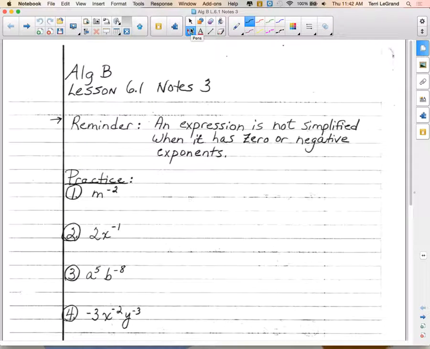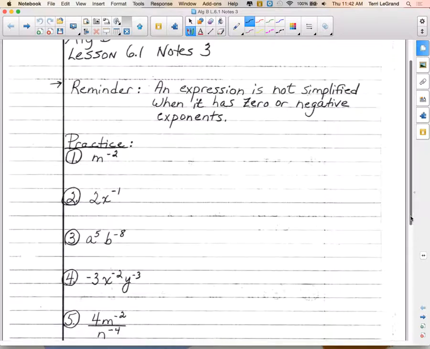So again, we're still not done with lesson 6.1. In fact, we have another day of notes we're going to take in this because there's just so many things we need to make sure we know how to do with this stuff.